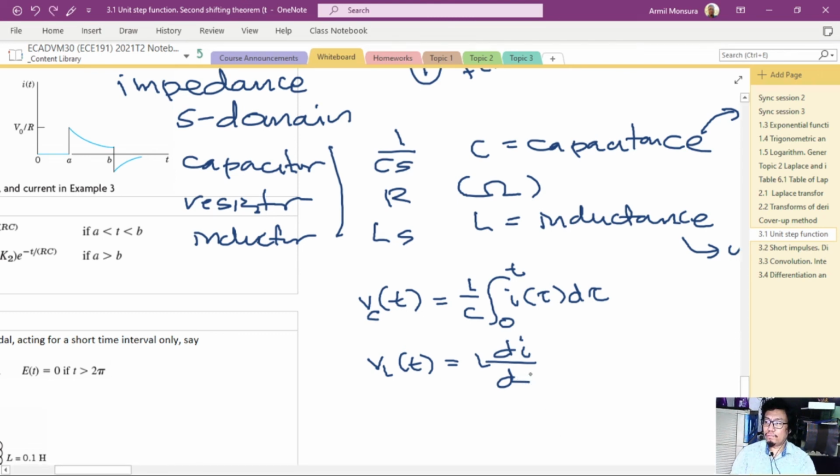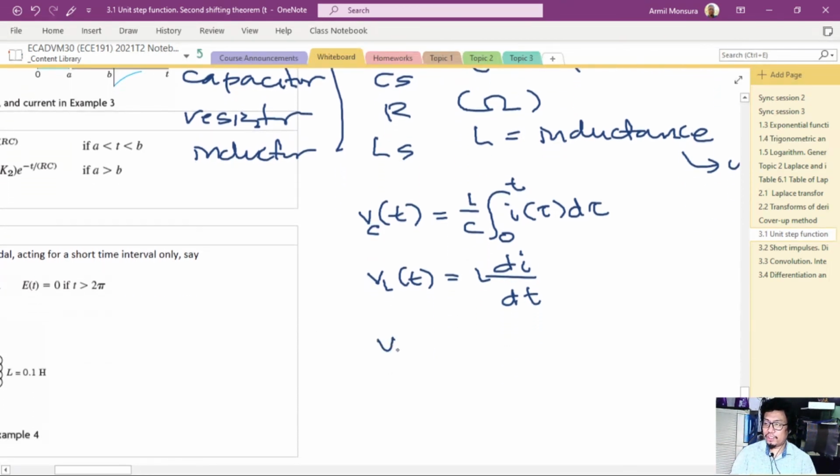So if your circuit contains an inductor, a capacitor and a resistor, by the way, the voltage across a resistance is essentially R times I. It's simply R times I, which is consistent with Ohm's law.